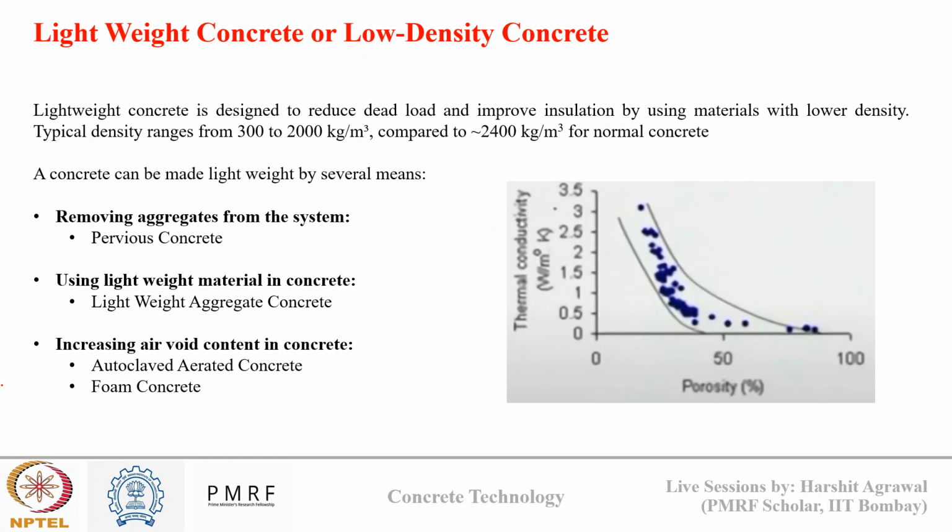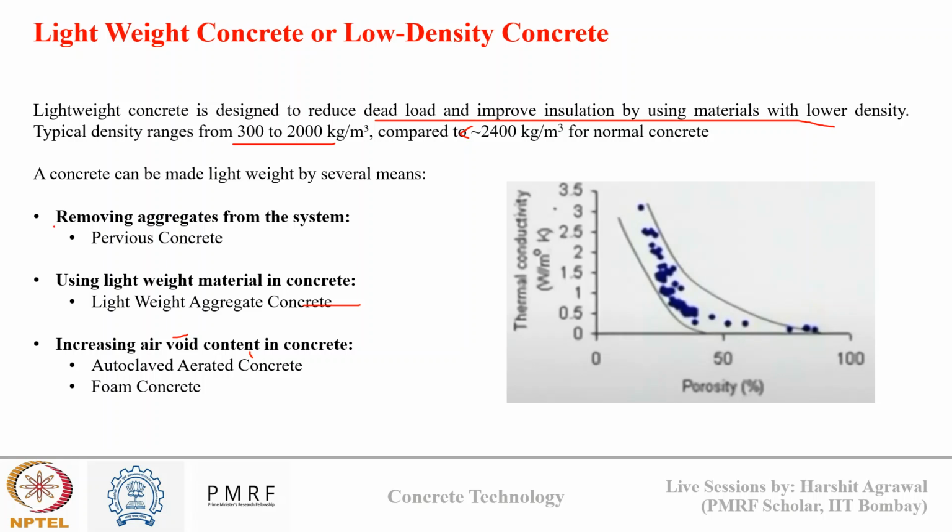Then opposite to heavy concrete is lightweight concrete or low density concrete. So these concretes are designed to reduce the dead load or to improve the insulation ability of material with lower density. So their density is in the range of 300 to 2000 kg per meter cube, which is lower than conventional concrete density.